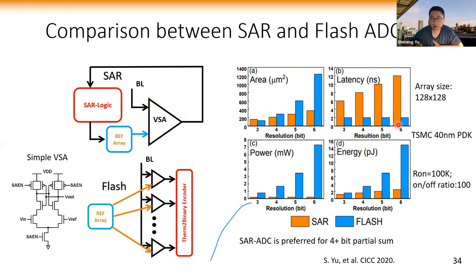Here we did some simulation with the TSMC PDK. The general guideline is that if the partial sum precision is higher than 4 bits, then we may have to switch to the SAR ADC, considering the trade-off between the latency and the area and the power.